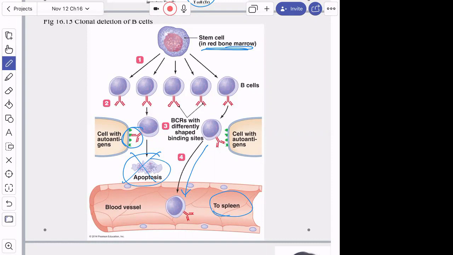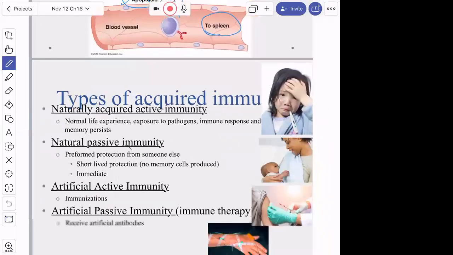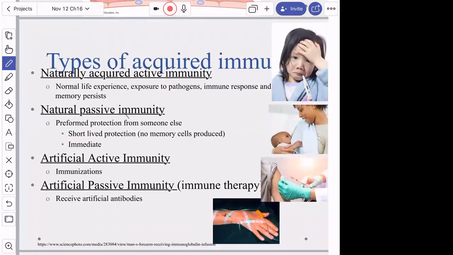All right, so hopefully we don't have B cells and T cells that will attack our own body. When something goes wrong here, that's one of the reasons that we could have autoimmune disease. So it's kind of a segue into talking about viruses.